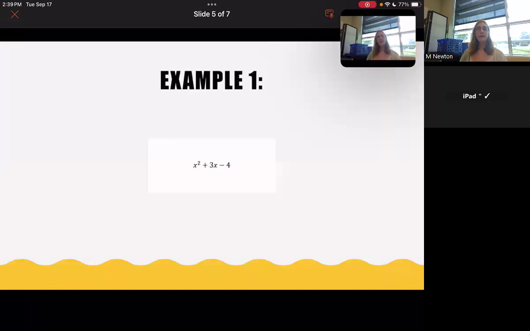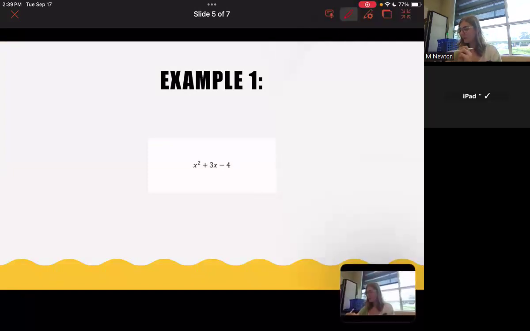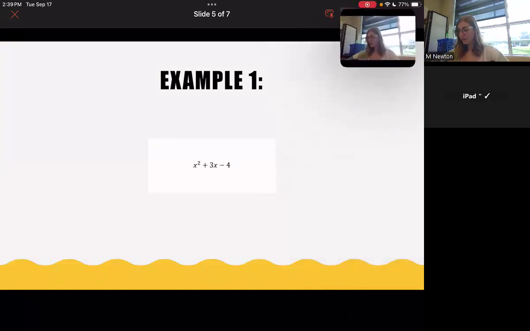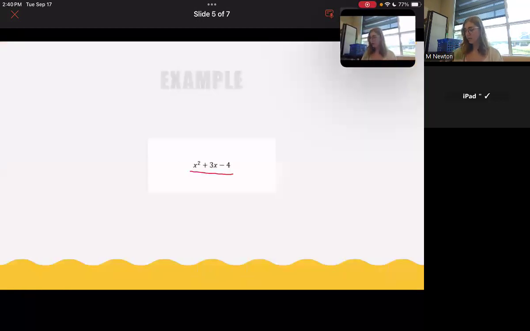And then I just have a couple of examples to go through with you to make sure you have a good understanding. So this one's the easier one, I guess. And here is our equation right in the middle. If we go back to our step-by-step, we're going to start by using the P over Q method to find all the possible zeros.